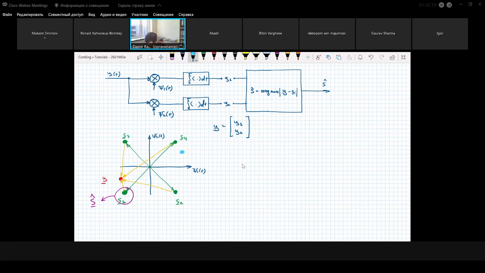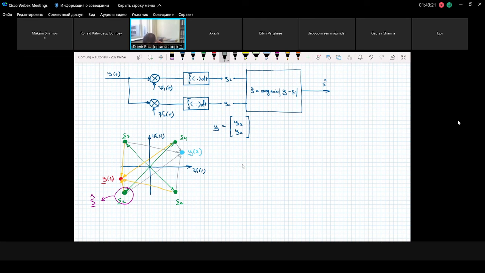Let's denote it as y1, the first sample, but we consider all samples independent. Then we have this vector that corresponds to another sample. And then again, you just calculate distances between this point and all points in our constellation, and you try to find the closest possible distance.